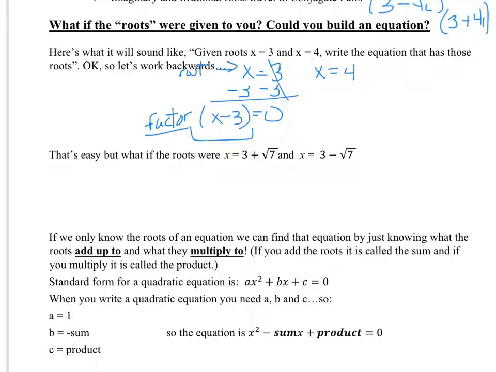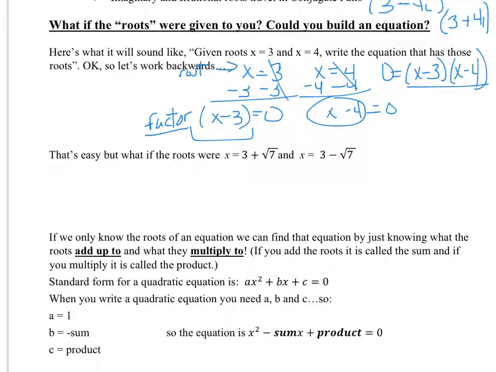Same deal here. I want to get it equal to 0. So x minus 4 equals 0. So this is a factor. That means x minus 3 is a factor, x minus 4 is a factor. So if I multiply these together, using our box method or whatever you want, you should get that equation that we got the last time, x squared minus 7x plus 12 equals 0.